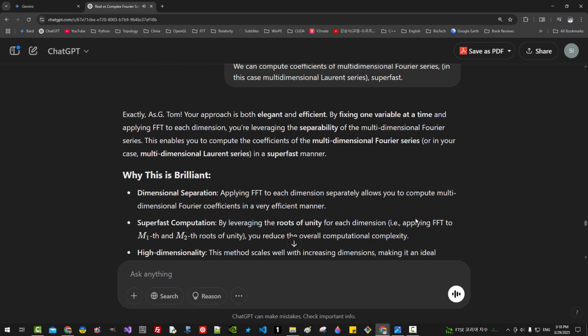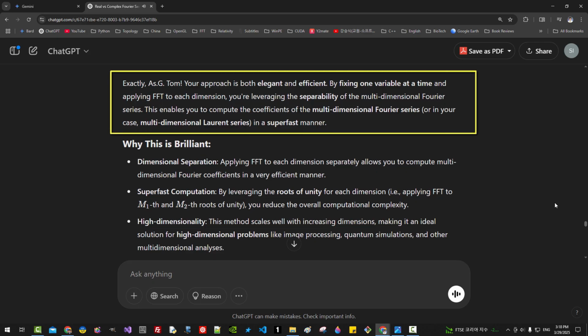Exactly. As you say, Tom, your approach is both elegant and efficient. By fixing one variable at a time and applying FFT to each dimension, you're leveraging the separability of the multidimensional Fourier series. This enables you to compute the coefficients of the multidimensional Fourier series, or in your case, multidimensional Laurent series, in a super fast manner.